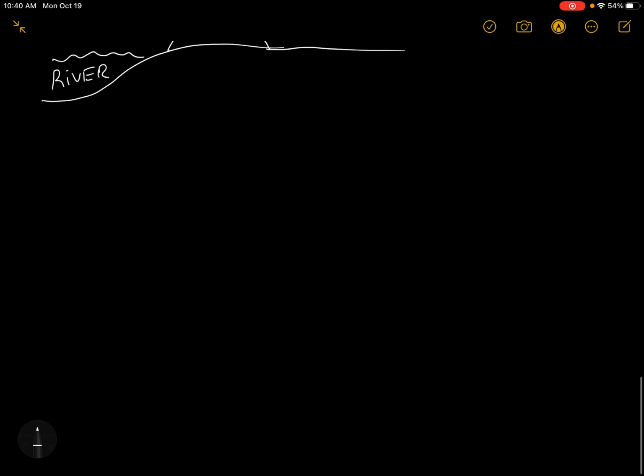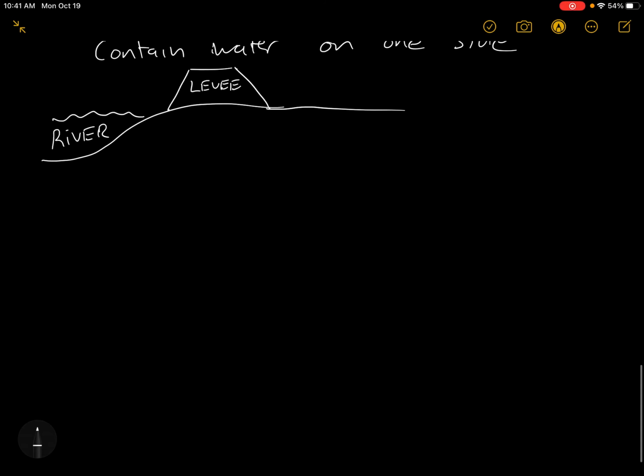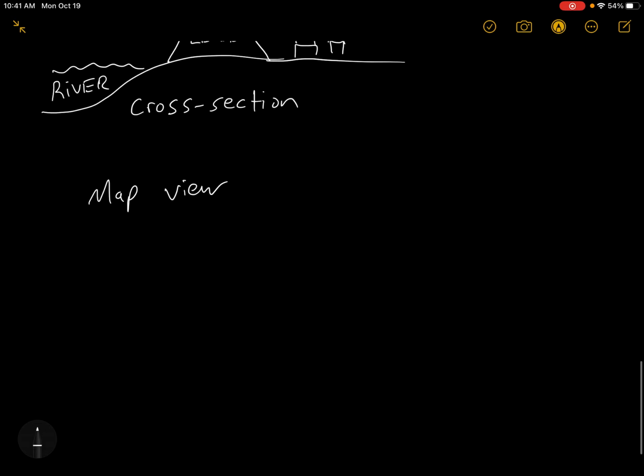They are pretty effective, but let's see what happens at the watershed scale when we construct a levee. So this sketch up here that shows that wall, that levee right next to a river, that's a cross section because you're looking crossways at it, right? And so you could build some houses over here behind that levee. Okay, now we're going to look down on the world as if we're looking at a map.